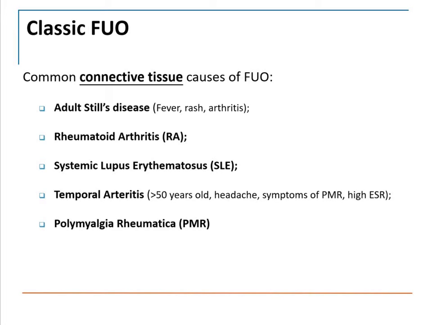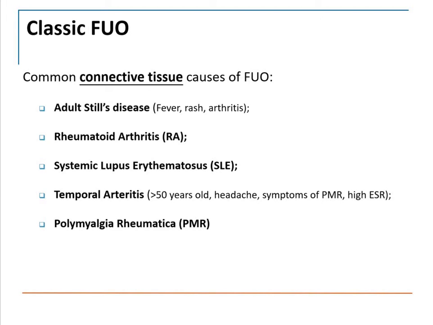There are many rheumatological diseases that may cause fever of unknown origin. Of course, it's Still's disease in adults. You can find in patients during examination the presence of fever, rash, arthritis, sometimes tonsillitis, myocarditis and pericarditis.